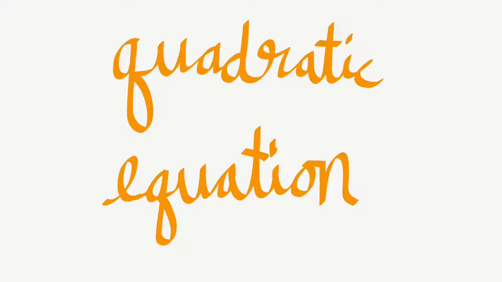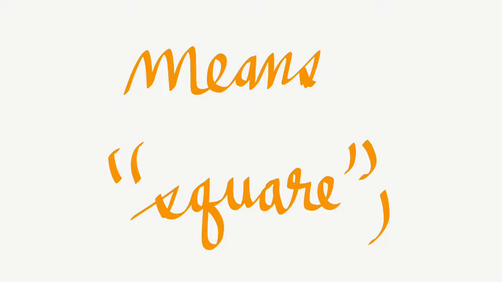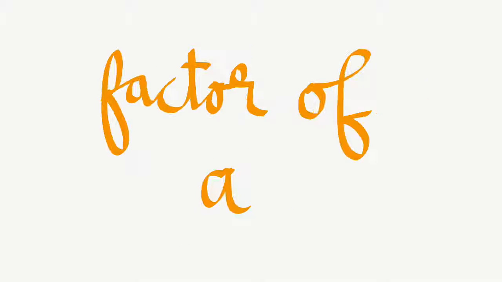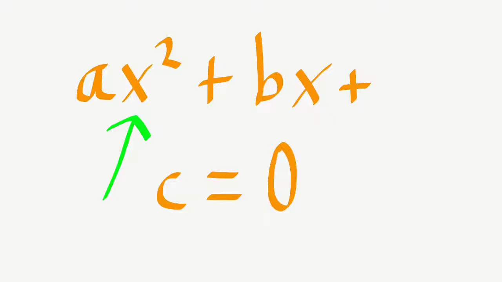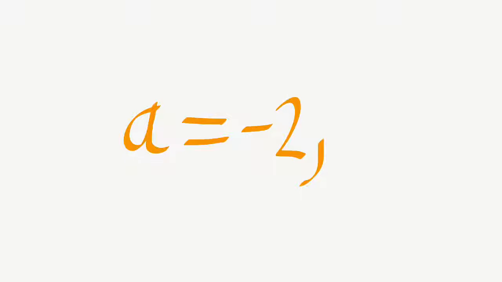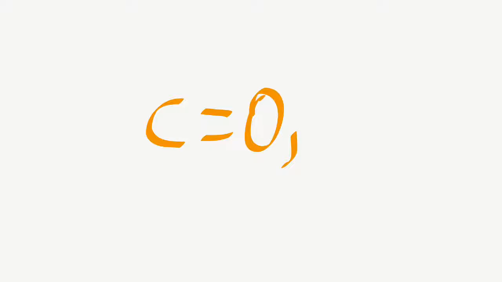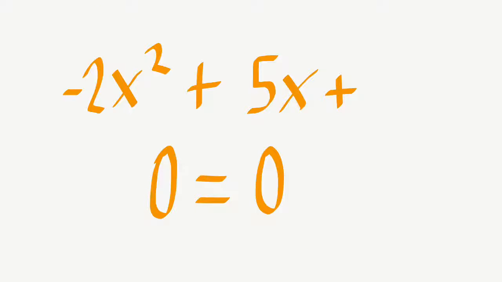It's called a quadratic equation because the term quadra in quadratic means square. And the main defining factor of a quadratic equation is that it has a part of the equation where x is squared. So, as an example, if we set a equal to -2, b equal to 5, and c equal to 0, then the equation would be -2 times x squared plus 5 times x plus 0 equals 0.